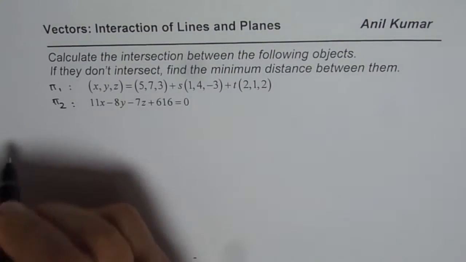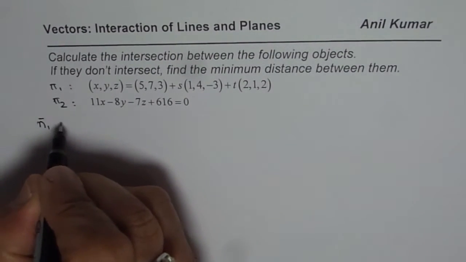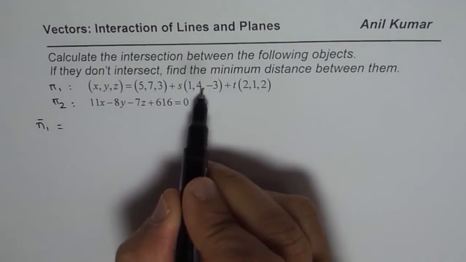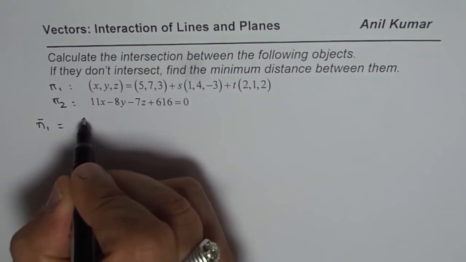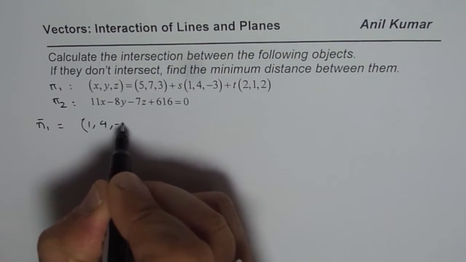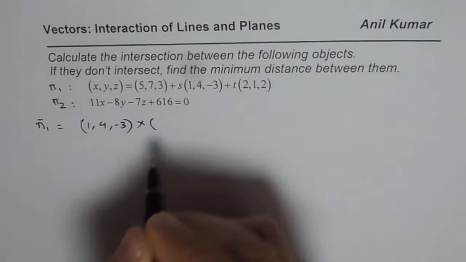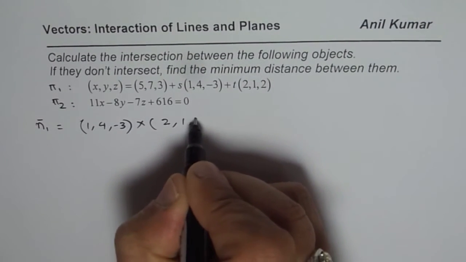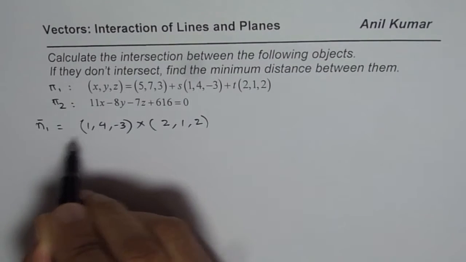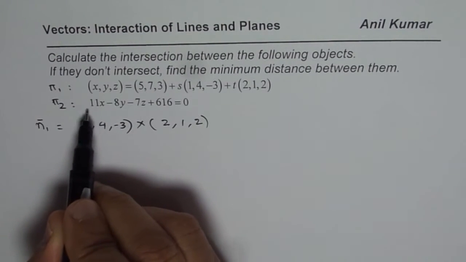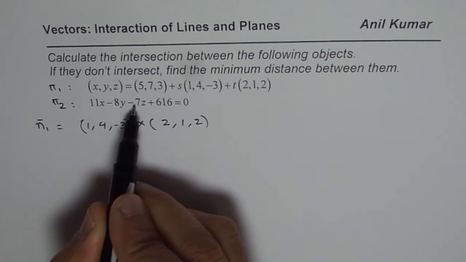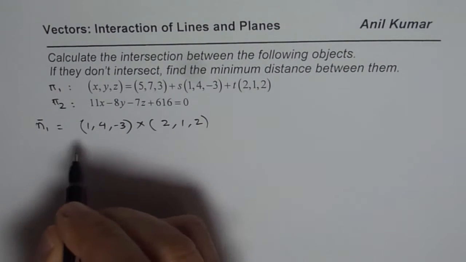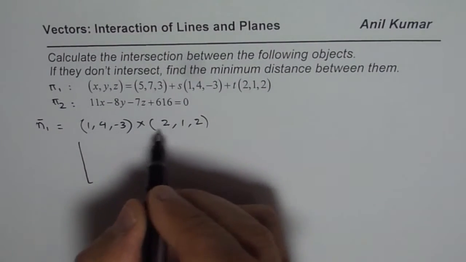So let's find the normal for the first plane, which you can find by the cross product of these two. So we'll do (1, 4, -3) cross (2, 1, 2). Once you find the cross product, we get the normal. And we know the normal of the other plane is (11, -8, -7). So let's find the normal with the cross product.